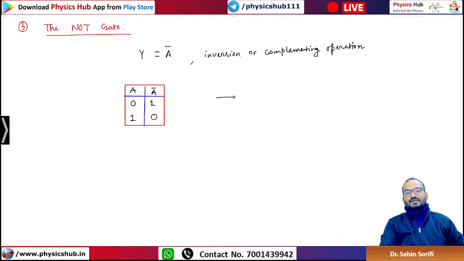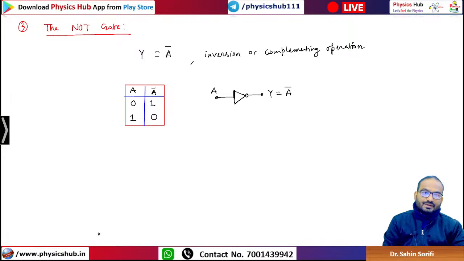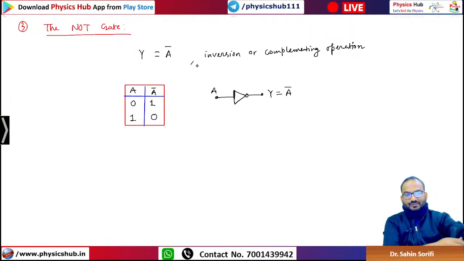Sometimes it is represented in this way. So this is your NOT gate. Y is equal to not A or A complement. This is read as Y is equal to not A.